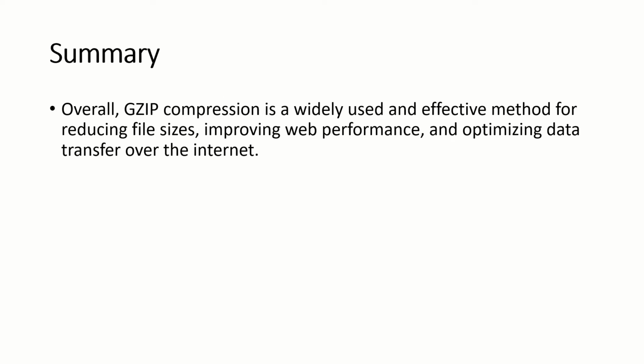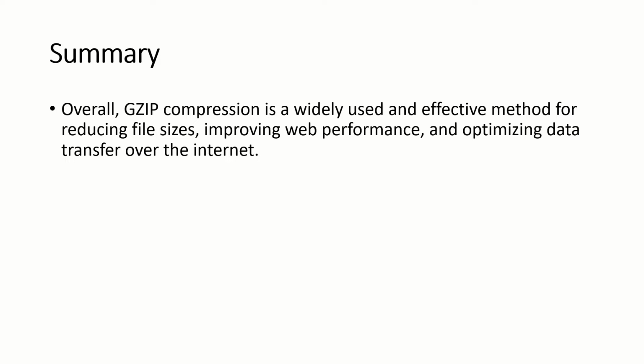Now let me summarize the whole thing. Overall, Gzip compression is a widely used and effective method for reducing file sizes, improving web performance, and optimizing data transfer over the internet. So basically a lot of applications or projects use Gzip compression to transfer data from server to client. Okay, so how we can do that, we'll see that.